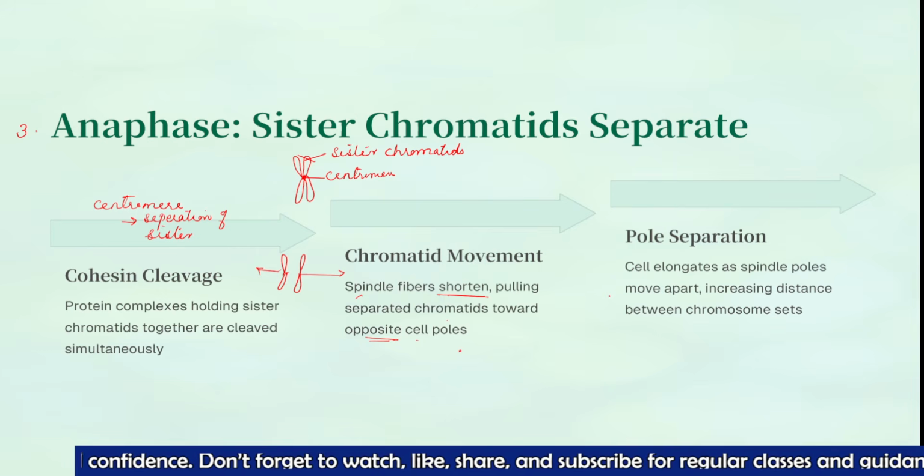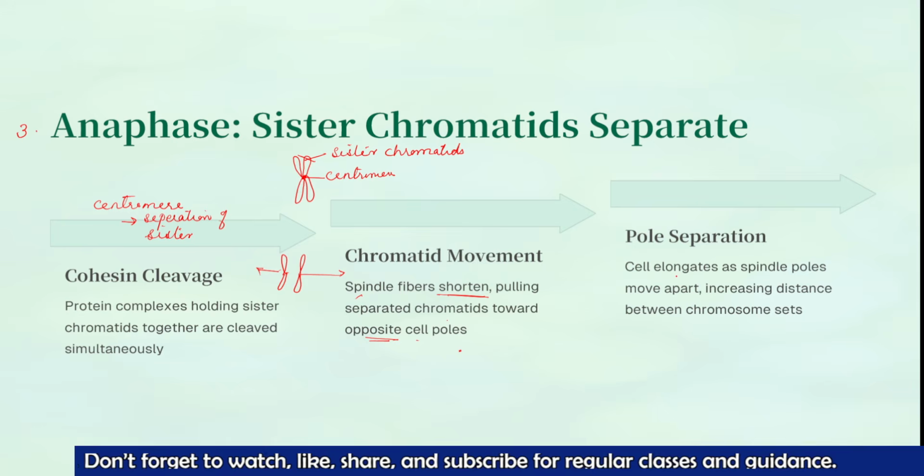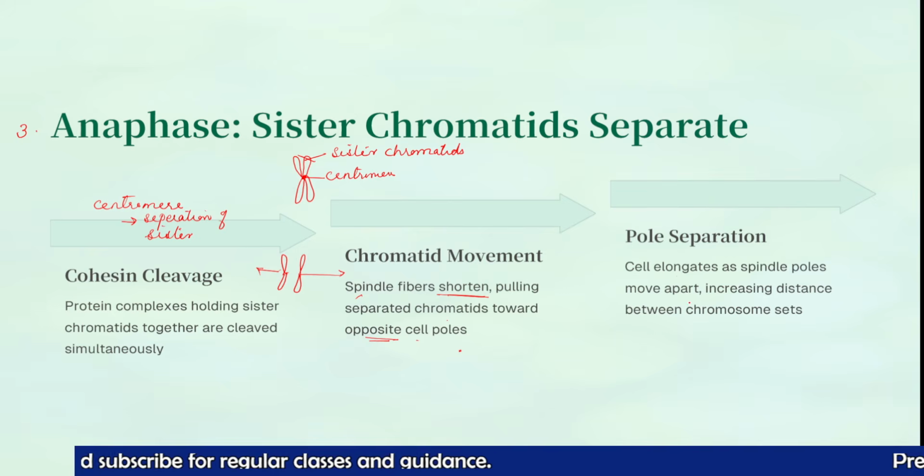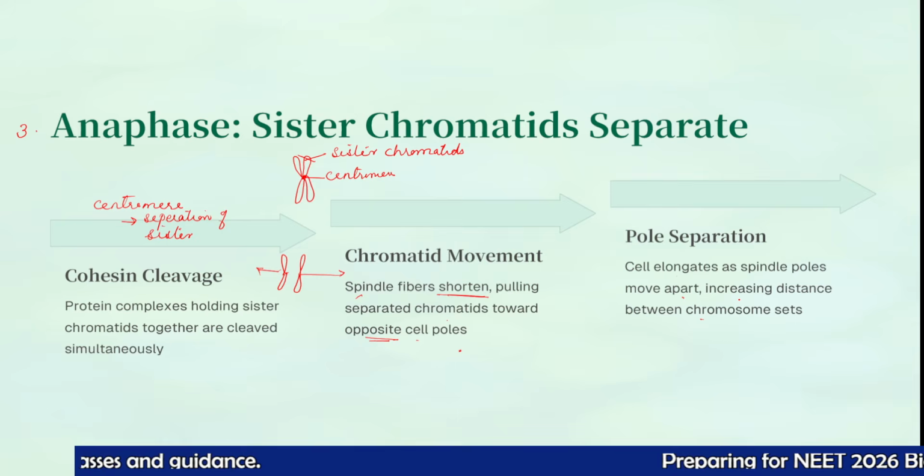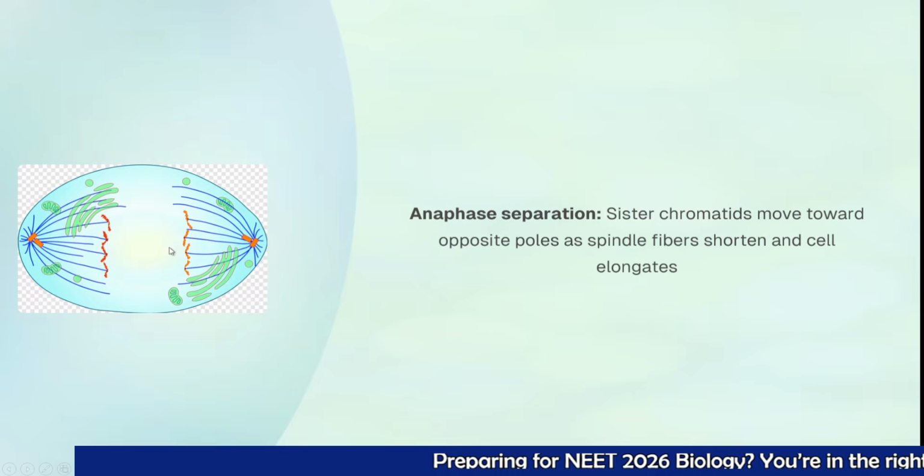Okay, then finally what happens? The chromatids move up towards the polar region, and the chromosomes will be set at the polar region. Okay, so just have a look at the diagram here.